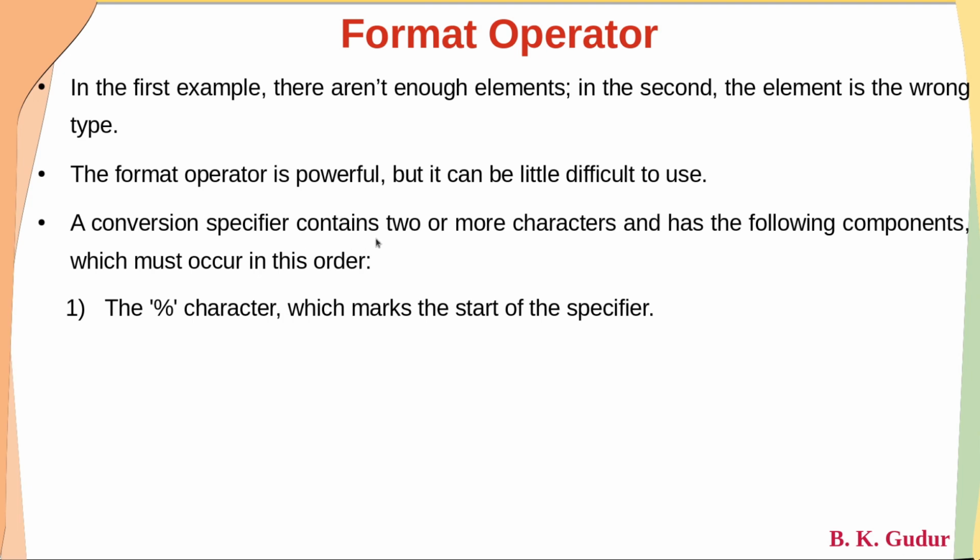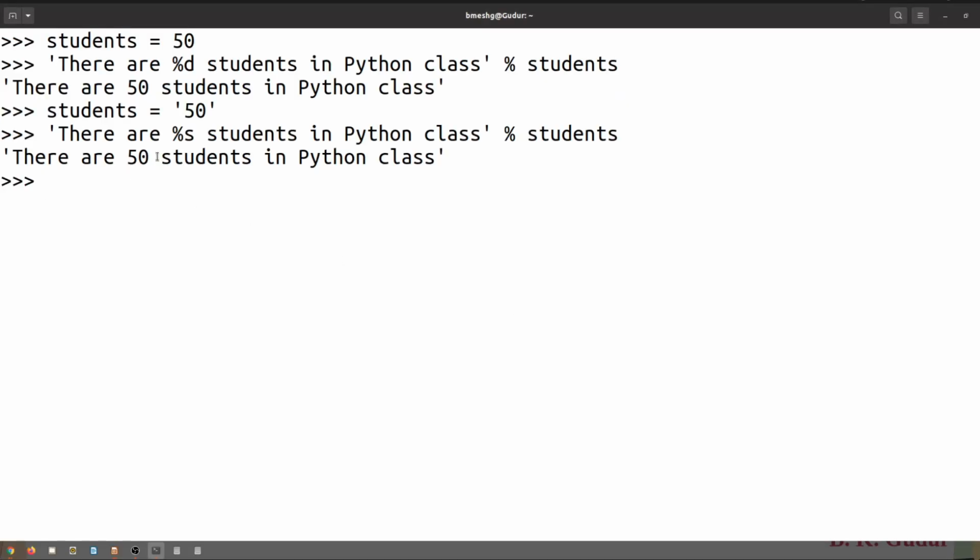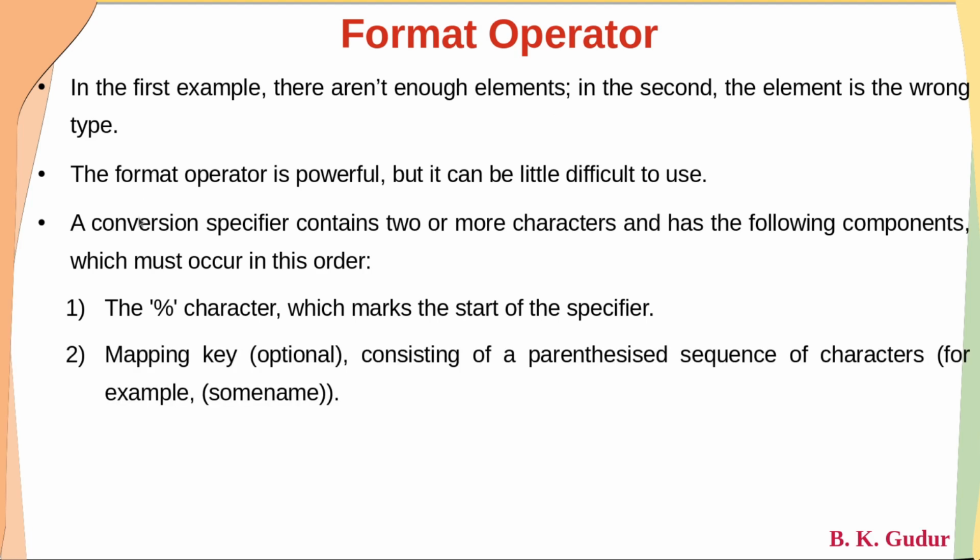Conversion specifiers contain two or more characters. This format specifier, which is also called a conversion specifier, will contain two or more characters and has the following components. The first one is the % character, which marks the start of a specifier. Whenever in a string we encounter a percentage, it is the start of a format specifier. Then the mapping key, which is optional, consists of a parenthesized sequence of characters, something within a bracket. This I have shown you.